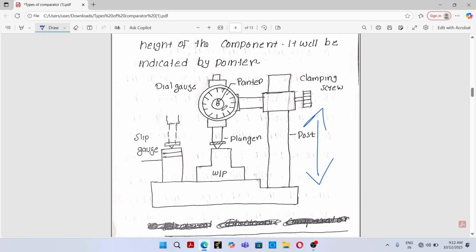Then during the measurement, initially a slip gauge having approximately equal dimension to the workpiece height is set under the plunger and the reading is set to 0.